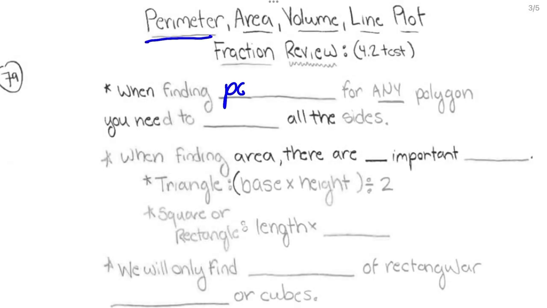We're going to start with perimeter. Remember, when finding perimeter, any polygon has to have straight sides enclosed in. You add all the sides. This doesn't work for a circle because, well, it's not a polygon.